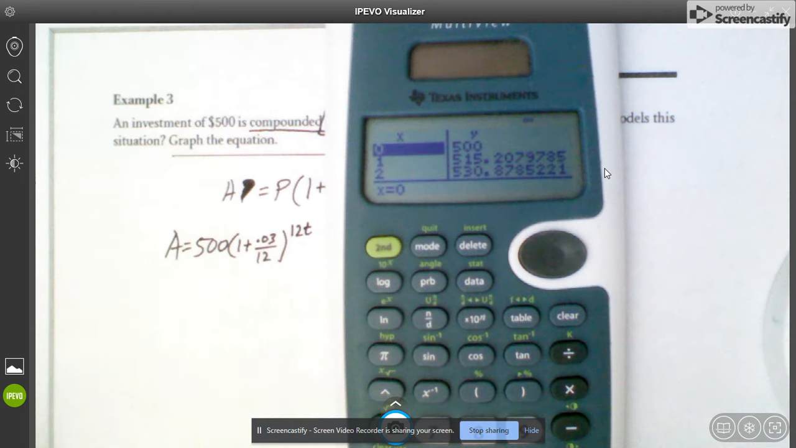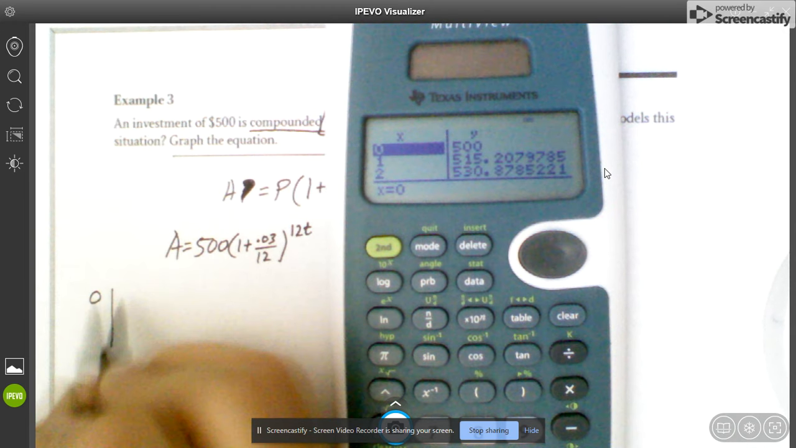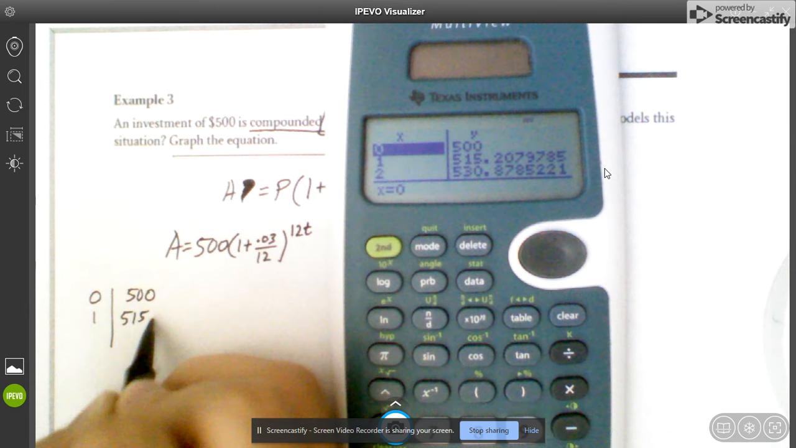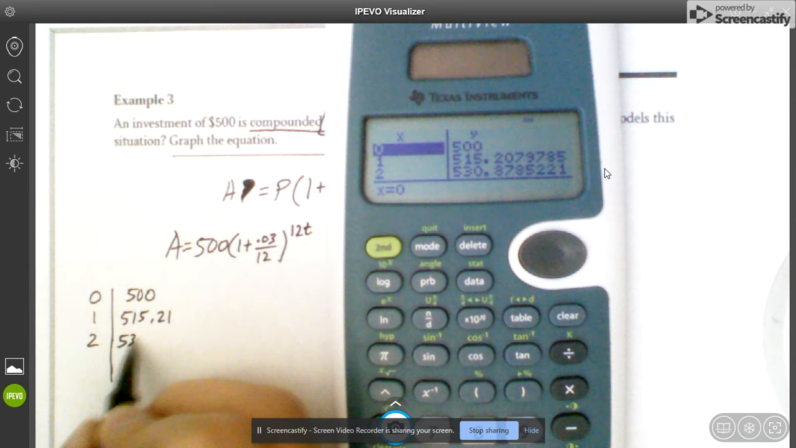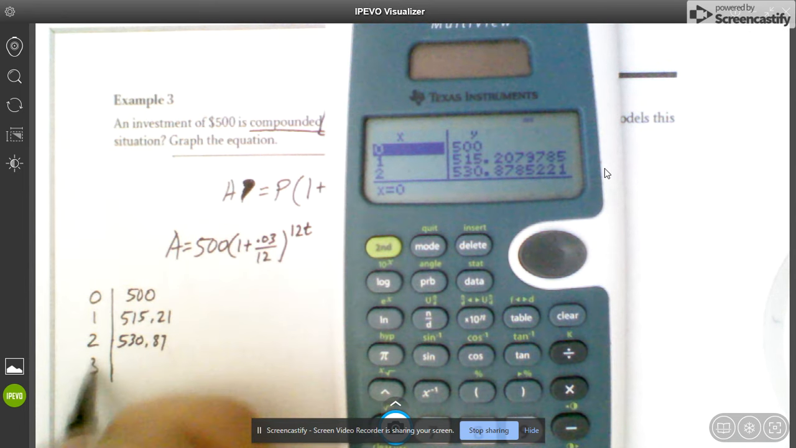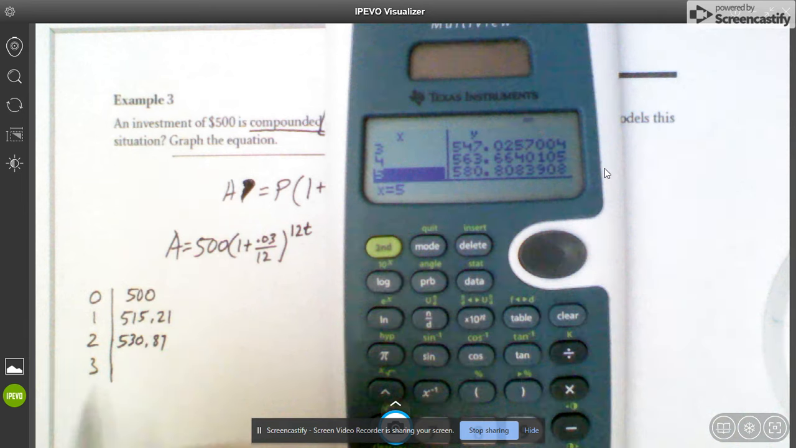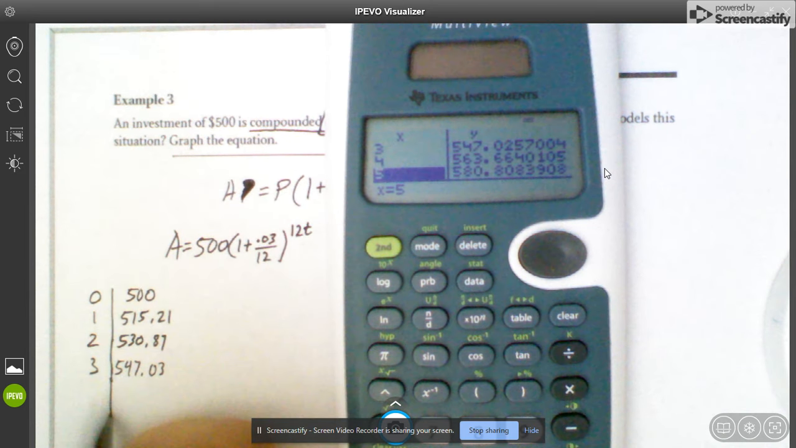So hit OK. All right, and we're talking about money, so I'm going to round these to two decimal places. So we got 0, 500, 1, 515.21, 2, it's 530.87, 3, I'm going to stop at 5. 547.03. 4 is 563. And as you can see, this is going to be a little tricky to graph.